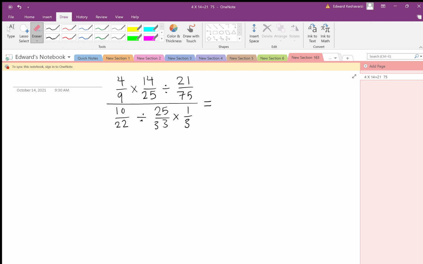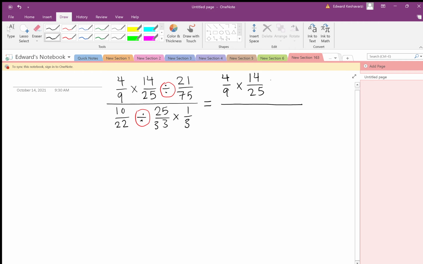In this video, I'm going to share with you two examples of complex fractions as you see on the screen. The first step would be changing the division to multiplication, and you need to flip the fraction right after the division sign. So 4 over 9, we keep it that way. 14 over 25 remains unchanged, and we change division to multiplication and we flip the fraction right after, same at the bottom. So 10 over 22 times 33 over 25 times 1/3.